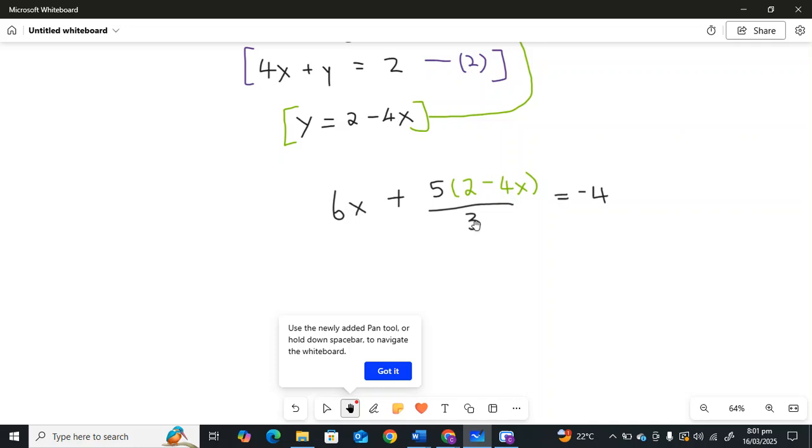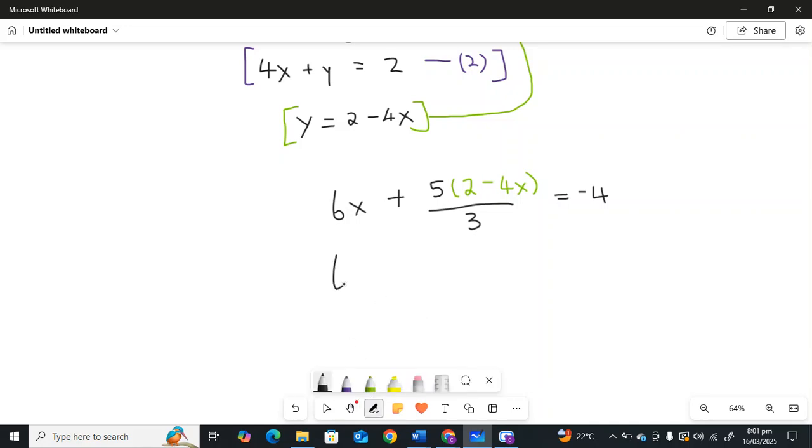equals negative 4. So we solve. 6x plus, we distribute: 5 times 2 is 10, minus 5 times 4x is 20x, divided by 3 equals negative 4. Any questions before I proceed further?